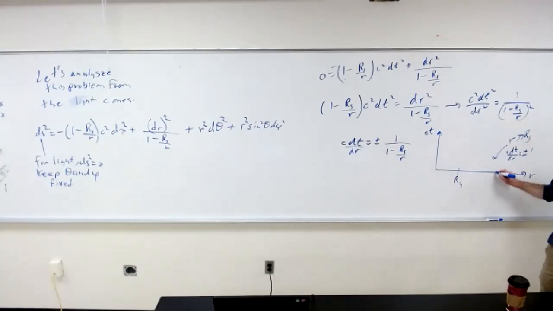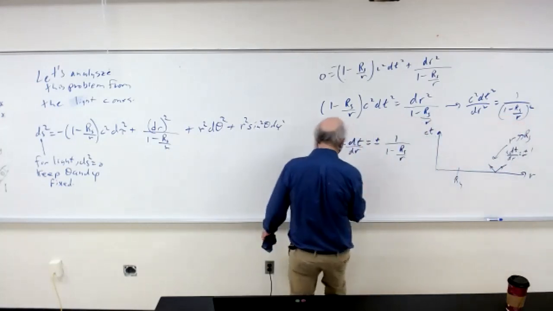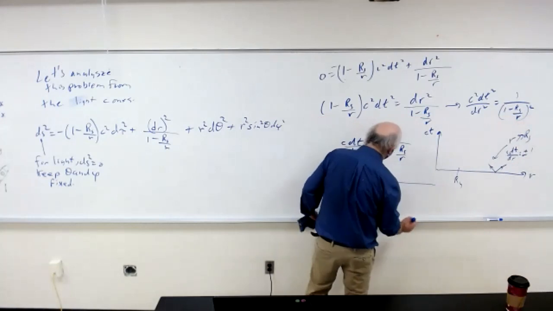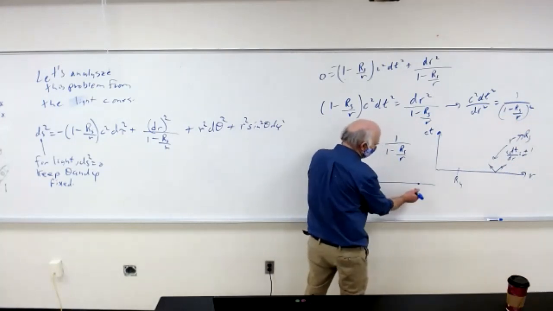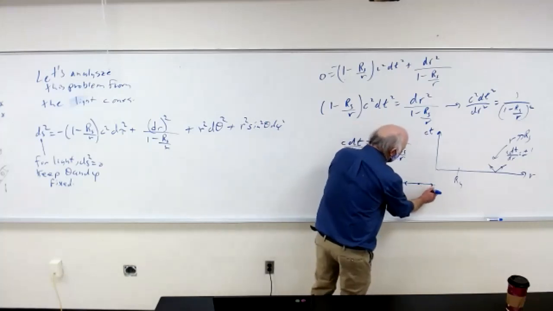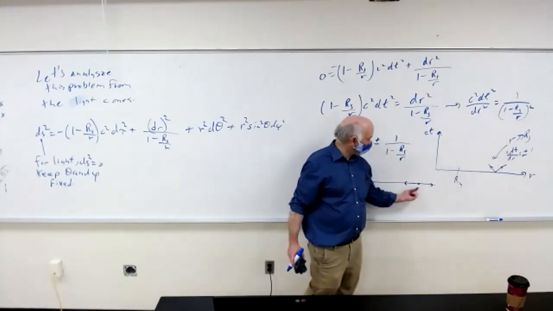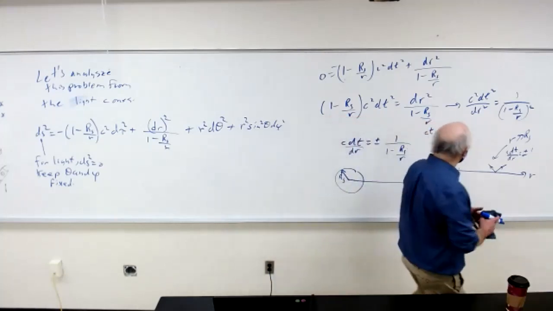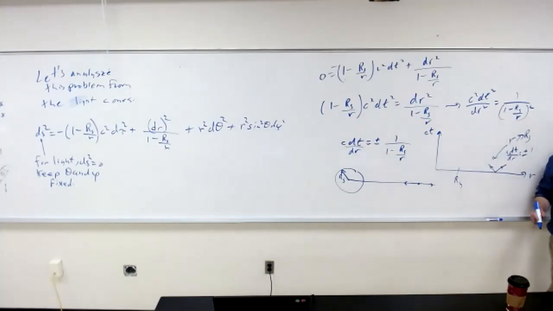So I can have a light ray like this. That'd be an ingoing light ray. Or I can have a light ray like this. This would be an outgoing light ray. So again, remember what you're doing here. Here's your event horizon. Here's your r coordinate. We're way out over here. I can either send light this way, or I could send light this way. We're looking at radial light, so radial light going in or radial light going out. If it's going in, it's like this. If it's going out, it's like that.